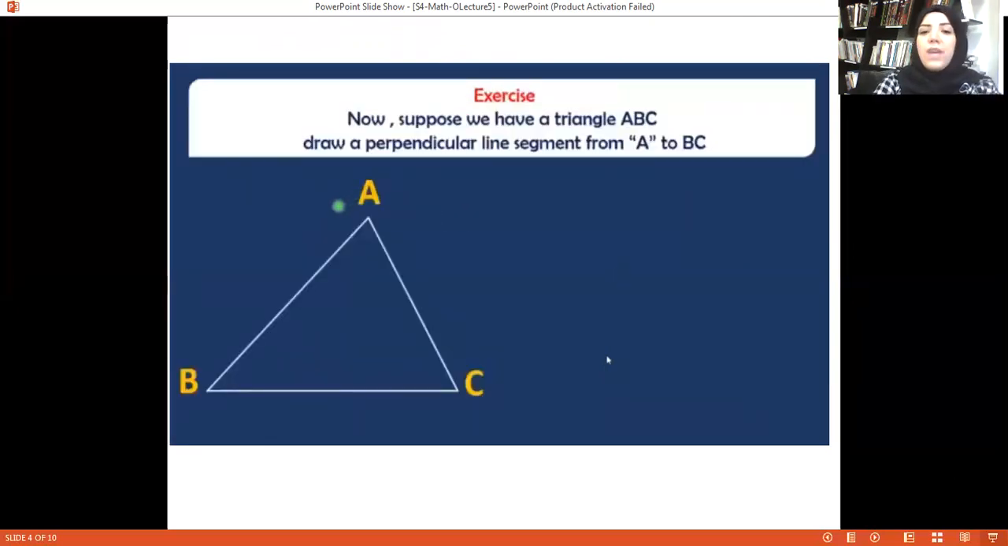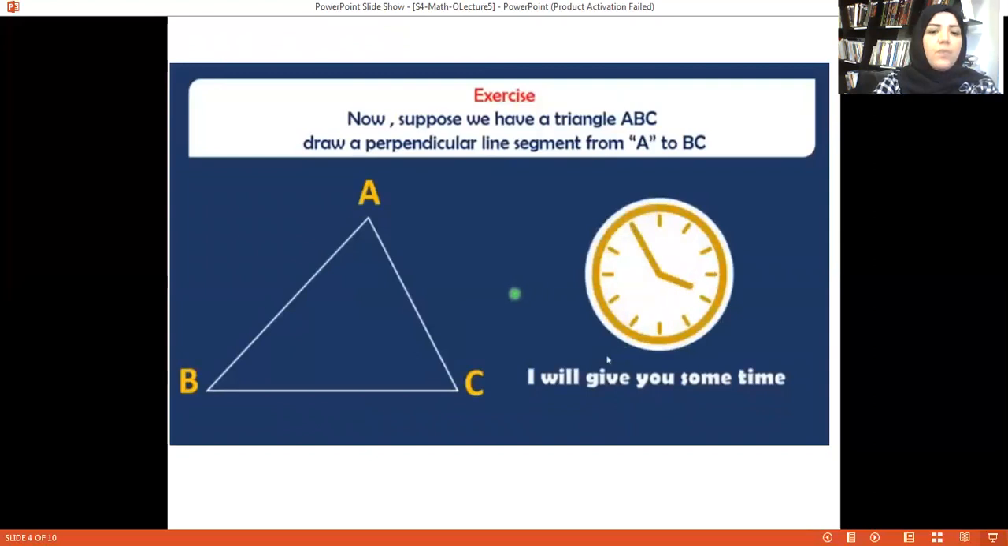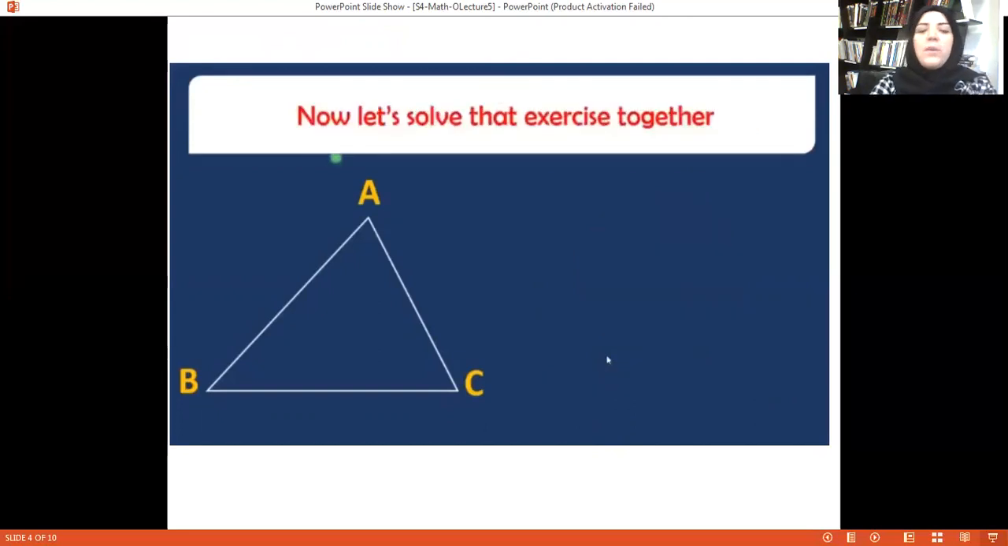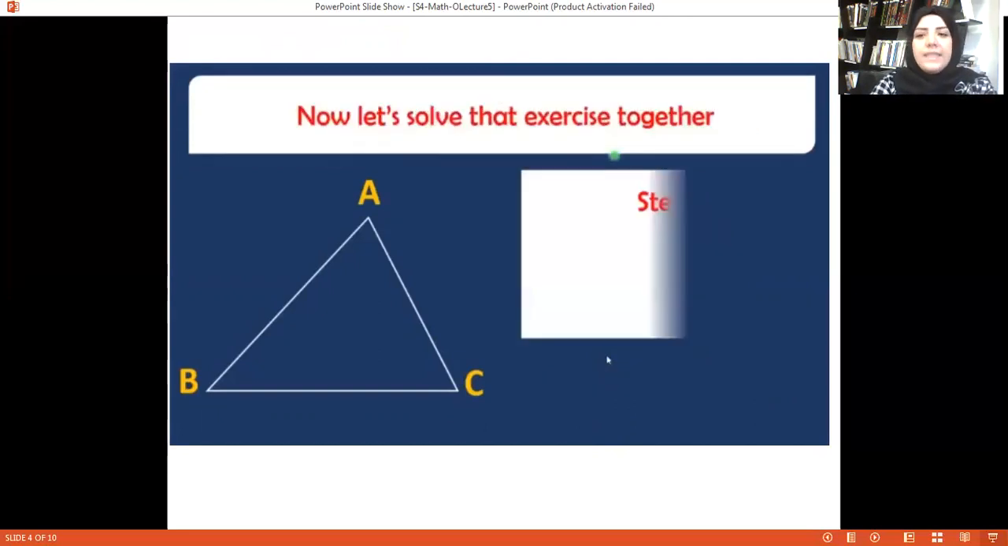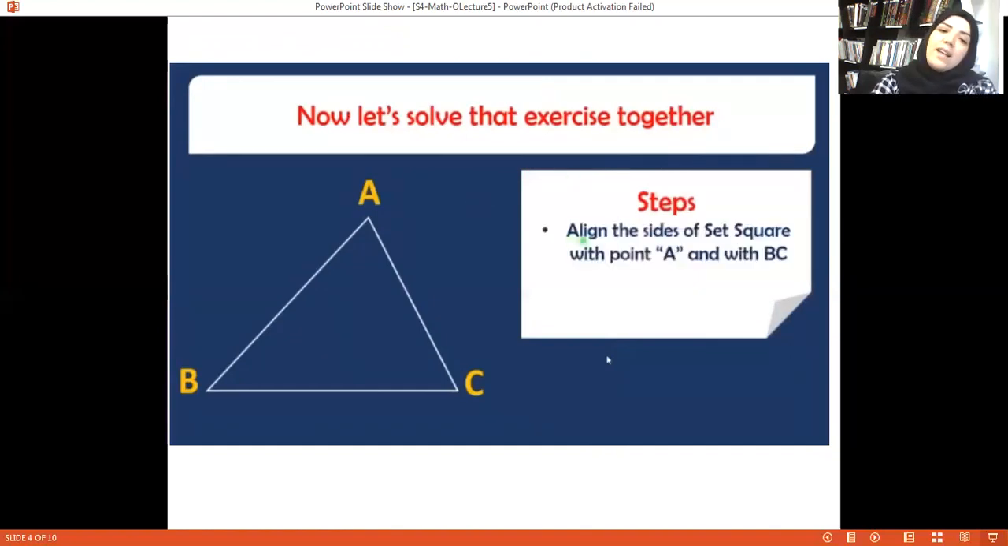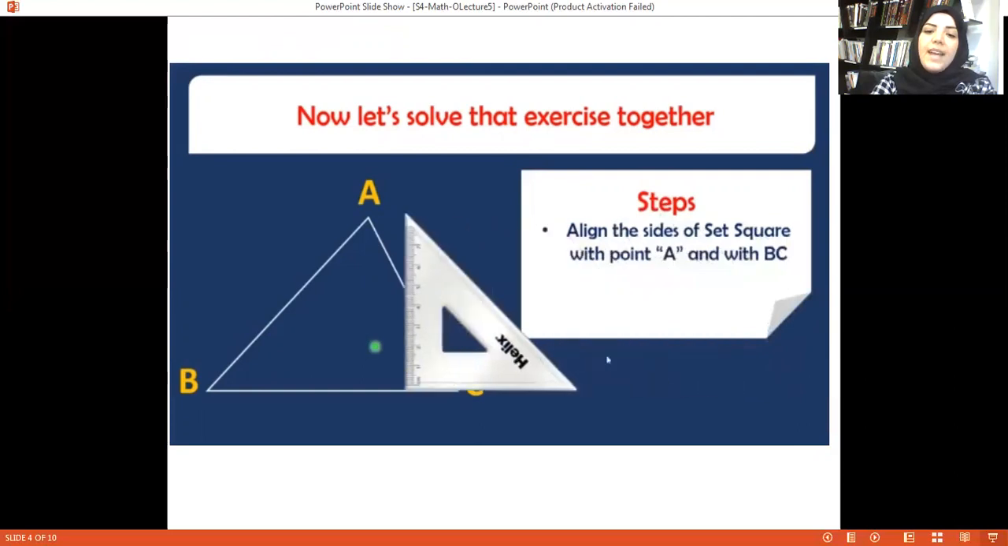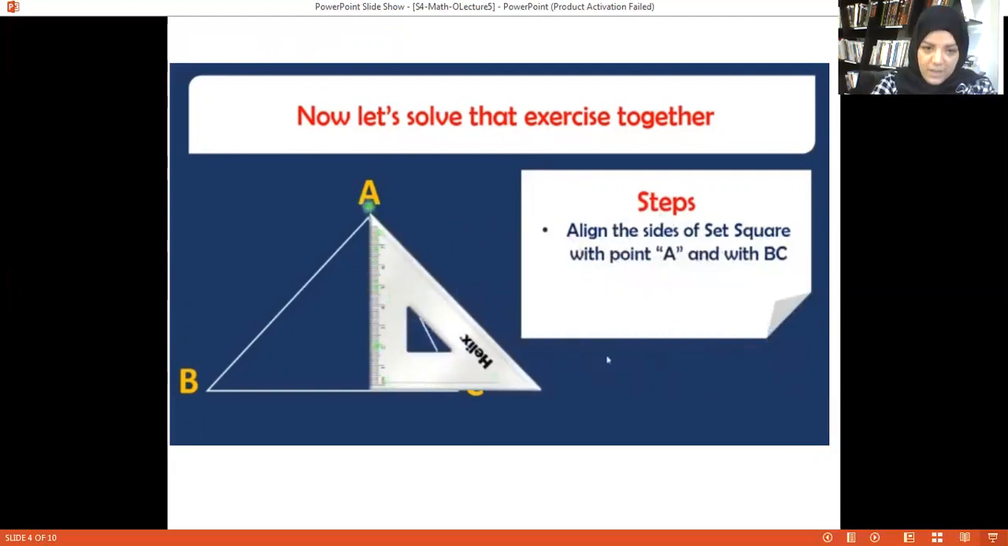Now suppose we have this triangle ABC, and we need to draw a perpendicular line segment from A to BC. So the first height is going to be from A to BC. Of course, I'm going to use the same steps that we did before. We are going to use the set square. I'm going to put the set square on BC, and it should pass through A. So you should put the set square on BC, and it should pass through the point A like this. And we draw the height.